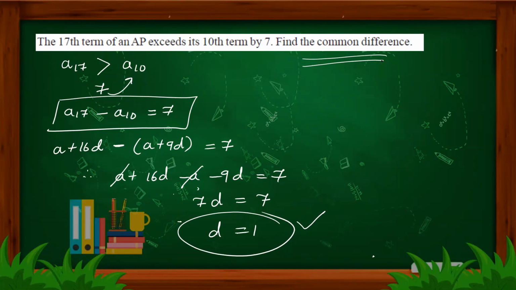Simple, as simple as that. You just need to understand this particular thing. The 17th term of an AP exceeds the 10th term by 7. That means it is greater by 7 from the 10th term. Okay. So when you subtract both the terms, the answer that you'll get is 7. So A17 minus A10 is equal to 7. And then you just put in the general form.